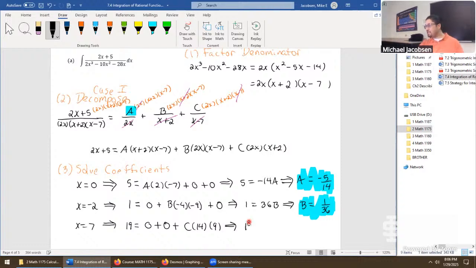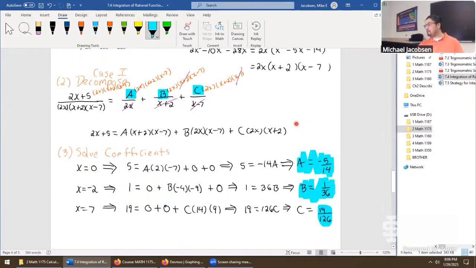That means 19 is equal to 9 by 14. That's like 90 plus 36, 126. Okay, 126c. Thanks for the help on that one. Arithmetic is not my strong suit, especially at this hour. So c is now equal to 19/126. So we have a, we have b, we have c. We're just going to plug in those values here, here, and here, integrate the result. Any questions so far, folks? Solving the system?